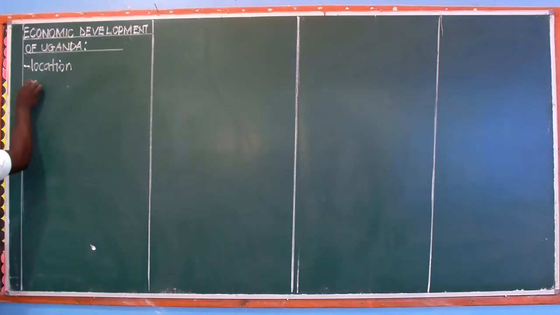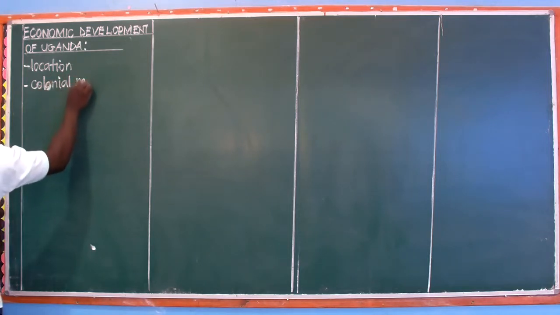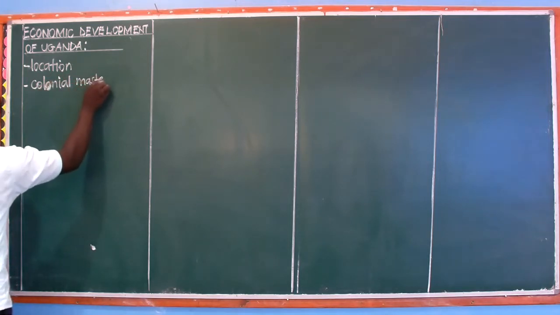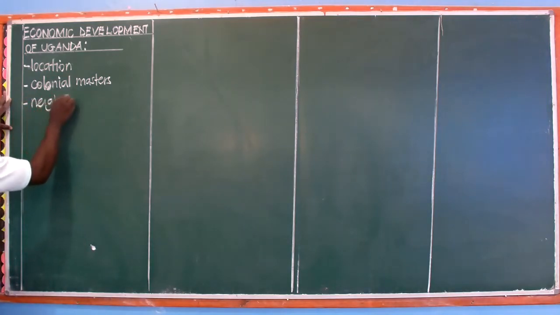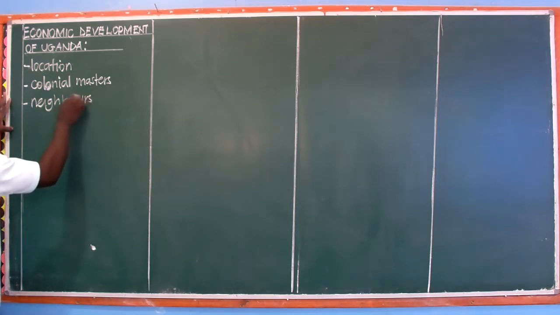We shall look at the Colonial Masters. We say this one also contributes to the development of that country. Colonial Masters. Here we are looking at which country, which people had ruled Uganda. We shall be looking at the neighbors. Which are the neighboring countries to Uganda?